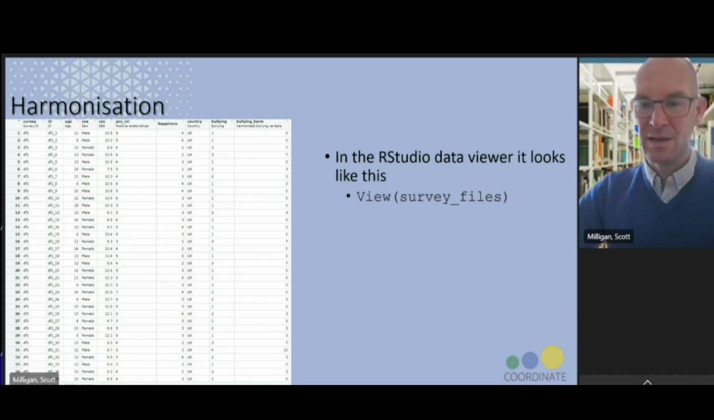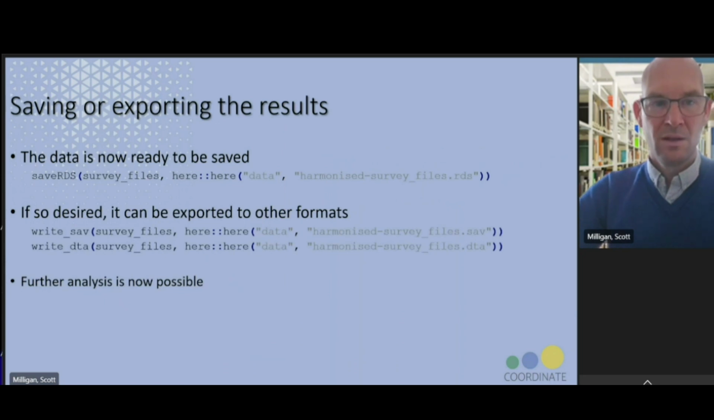And then we have the other variables in the data set: age, the biological sex of the child, the socioeconomic status, the positive relationship count, the happiness, the country that they're resident of, and then the unharmonized variable and the harmonized bullying variable on the far right-hand columns. So at this point, the data is now ready to be saved and is available for further analysis.